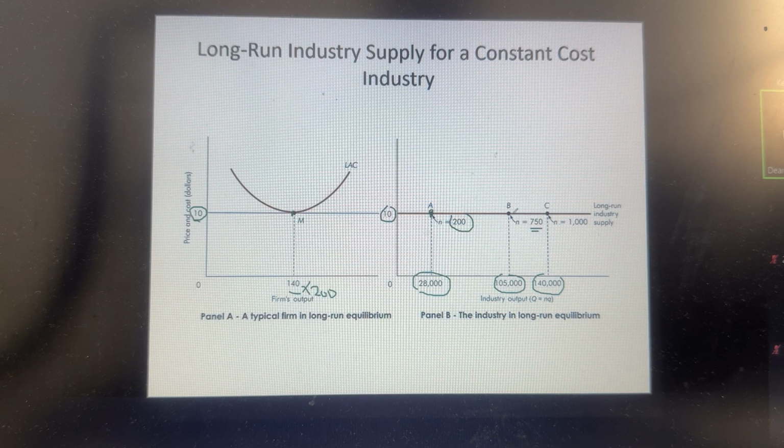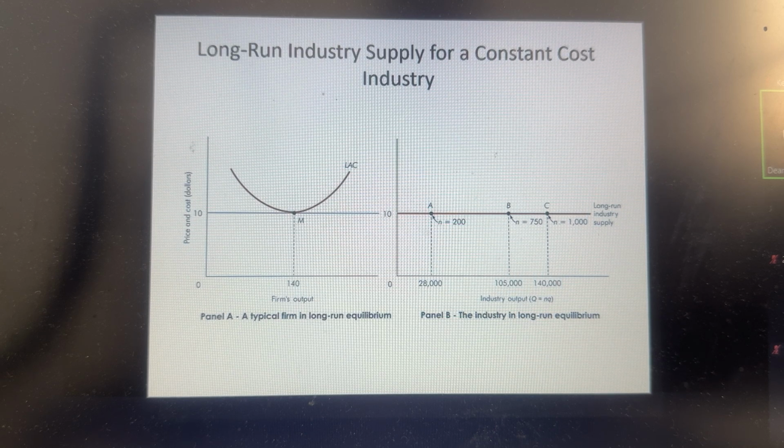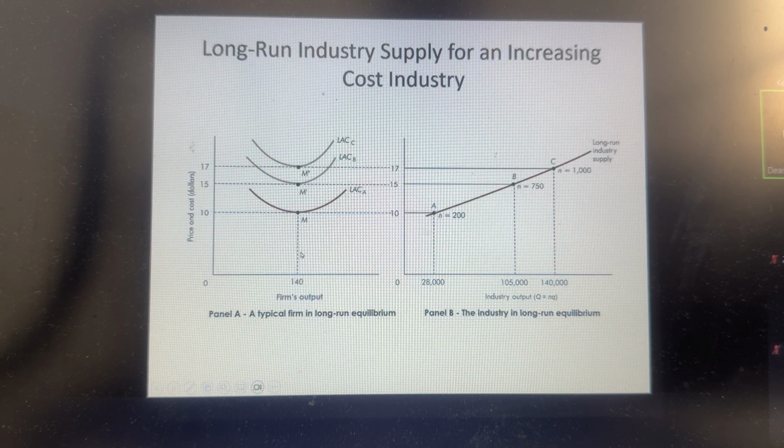So therefore, for all these three production points, as the number of firms increases, the long run supply curve in the constant cost industry will be perfectly elastic, or parallel to the horizontal axis. This is the supply curve for the constant cost industry. And the increasing cost industry, this is very rare in the real world, but the increasing cost industry supply curve will be like this.